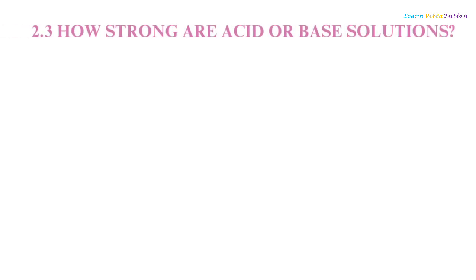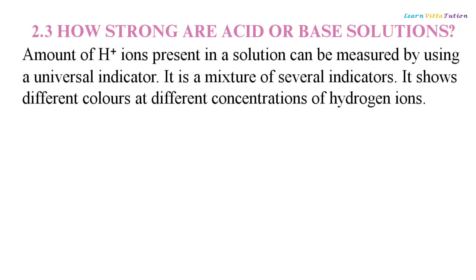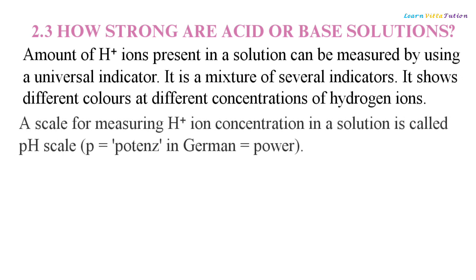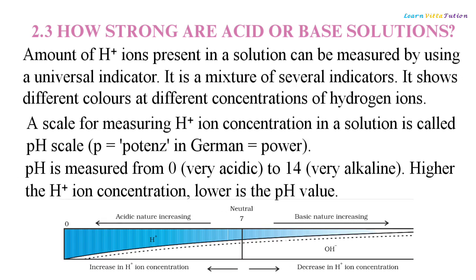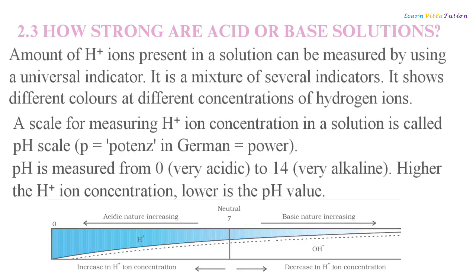How strong are acid or base solutions? Amount of H+ ions present in a solution can be measured by using a universal indicator. It is a mixture of several indicators. It shows different colors at different concentrations of hydrogen ions. A scale for measuring H+ ion concentration in a solution is called pH scale. pH is measured from 0, very acidic, to 14, very alkaline. Higher the H+ ion concentration, lower is the pH value.